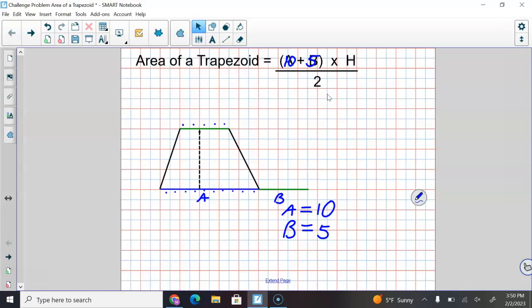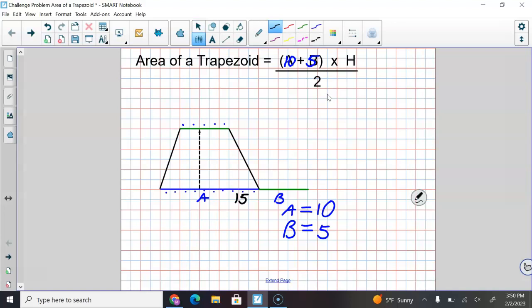How long would A and B together be? Well, they would be 15. So when we combined A and B, now we have a length of 15 across the bottom like that. Our next step is to take that and multiply it times the height. And we already drew the height on here.